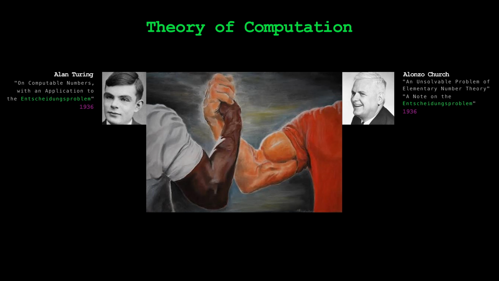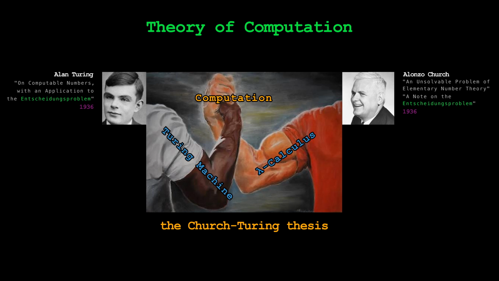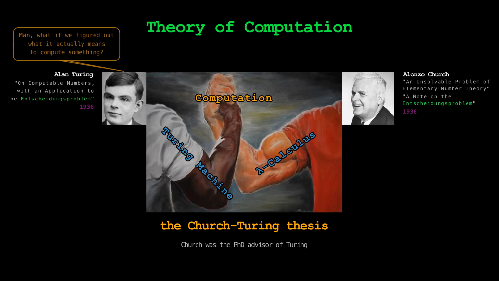Except the two approaches turned out to be equivalent. Anything you can compute with one model, you can compute with the other, and vice versa. That equivalence backs what's called the Church-Turing thesis, the claim that these models capture what it means to be computable at all. An interesting fact is that Alonzo Church was Alan Turing's PhD advisor. Even though they built their theories independently, perhaps they shared some common inspiration.